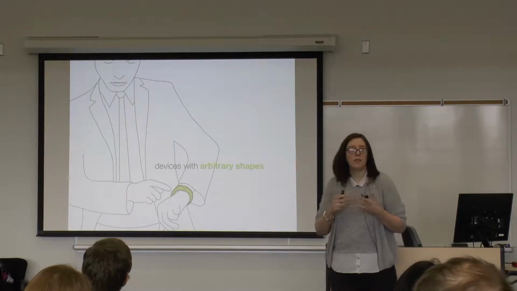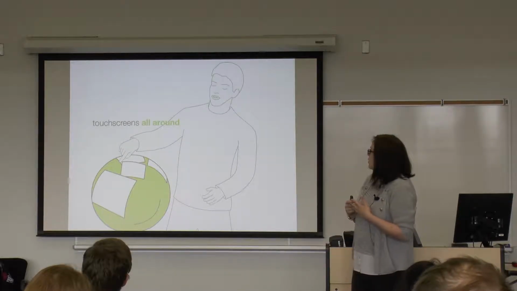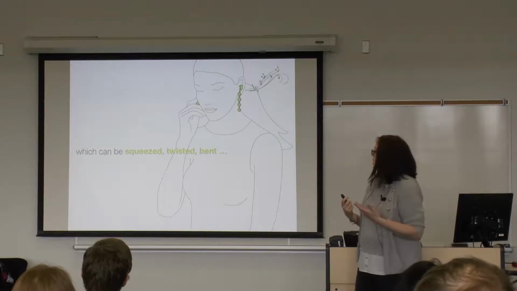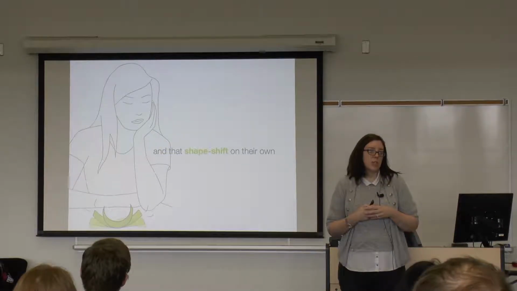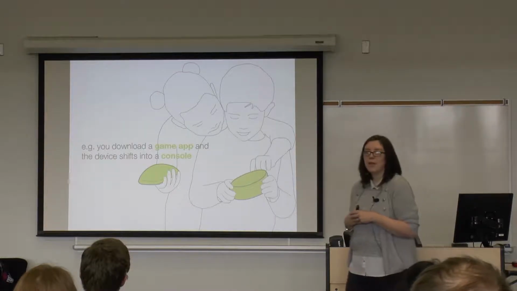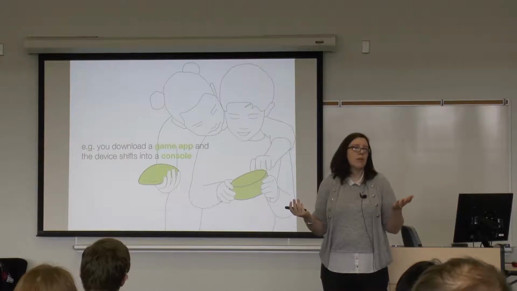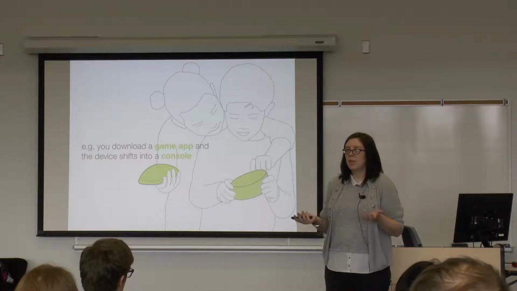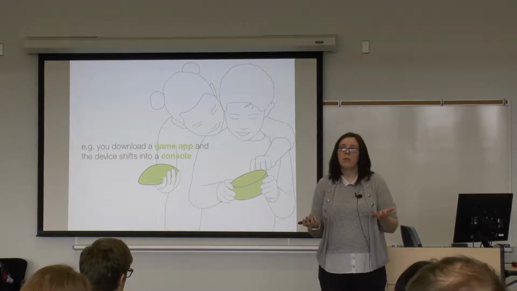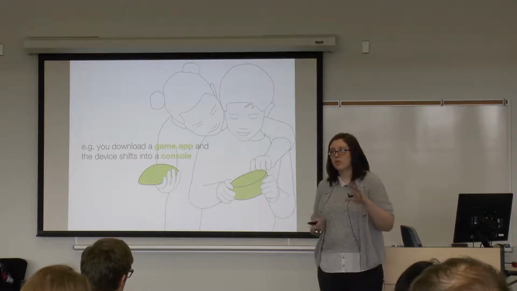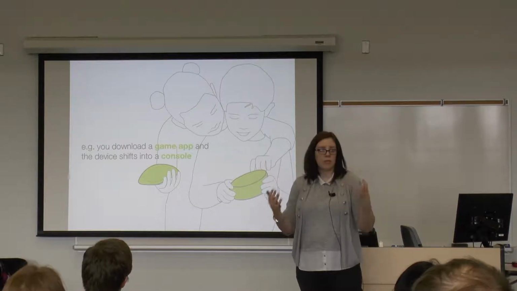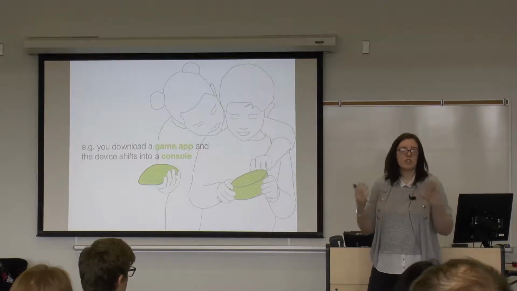So for example, here is a device of arbitrary shapes, with touchscreens all around, that can be squeezed, twisted, bent, and that can also shapeshift on their own. I always have this vision of how it could be in the future. You can imagine kids going on the app store and downloading an application like a game, and the game knows how to reshape the phone, maybe popping up some joystick or just changing the way you can grasp it, so that you can play the game in a rich interaction way.